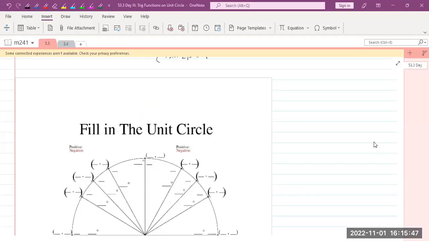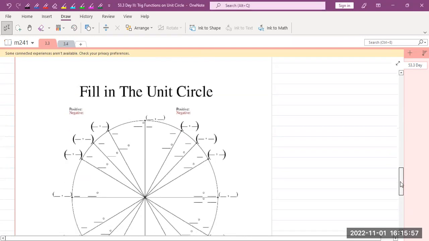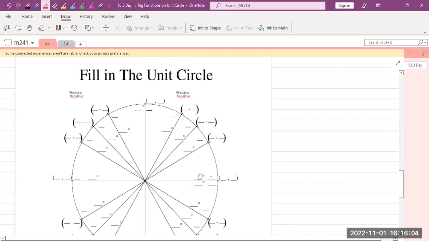So let's say how I want you to fill this up. Let's start with this one. This is 0 degrees. In radian, this is 0 radian. The coordinate is 1,0. Now this one here is 30 degrees. In radian, that's pi/6. The coordinate is radical 3/2, 1/2.